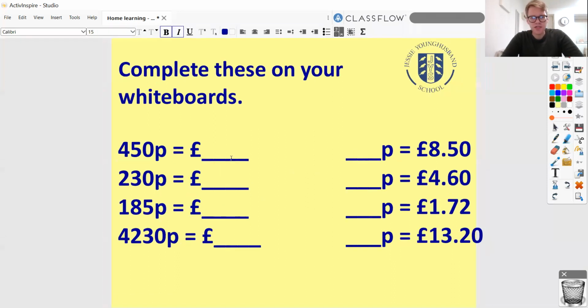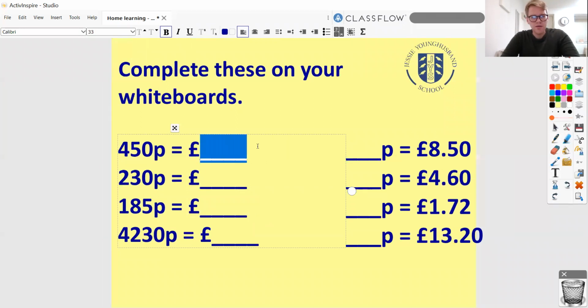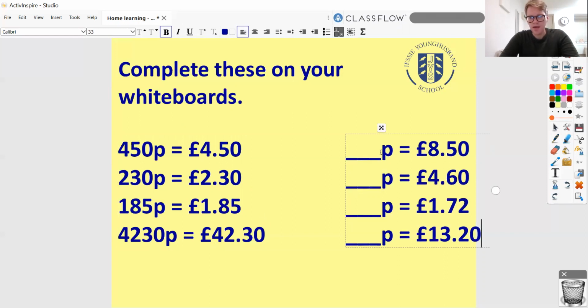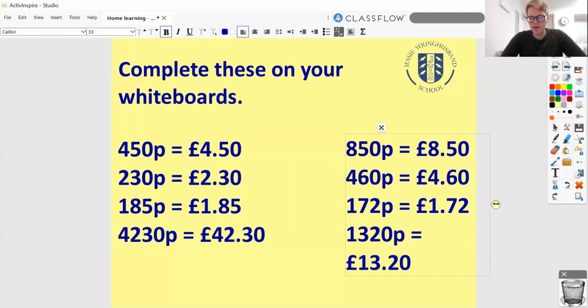Okay, let's fill these ones in together then. So we've got £4.50 there. We've got £2.30. We've got £1.85. We have £42.30. And over here we've got 850p, 460p, 172p, and 1320p. Okay, hopefully you kept up with those and you managed to get those right on your board as well.